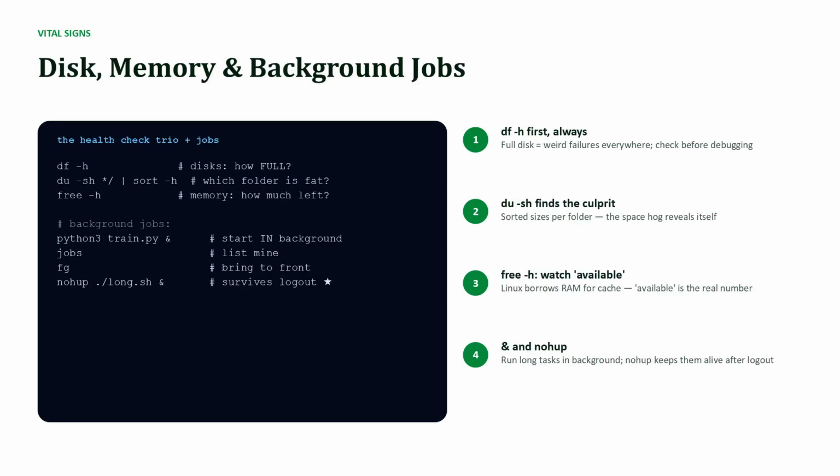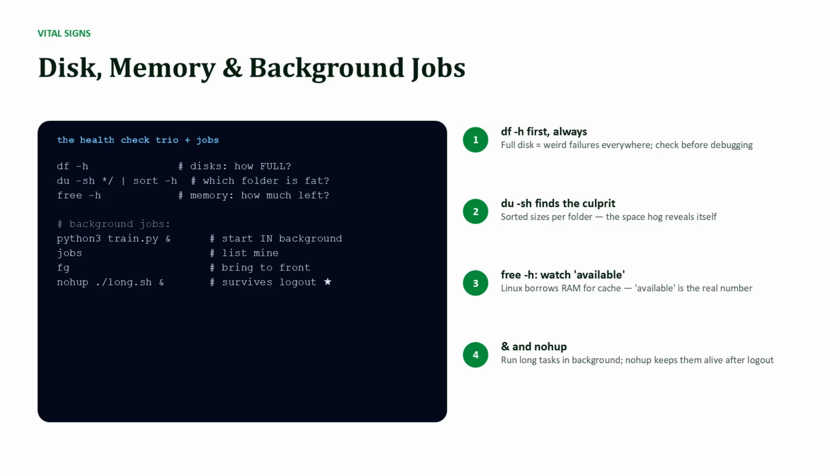Finally, vital signs and background jobs. df -h shows how full each disk is. Check it first. Always, because a full disk causes bizarre failures everywhere and wastes hours if you don't think of it. When a disk is full, du -sh piped through sort finds the fat folder in seconds. free -h shows memory. And look at the available column, not free, because Linux deliberately borrows spare RAM for caching and gives it back on demand.